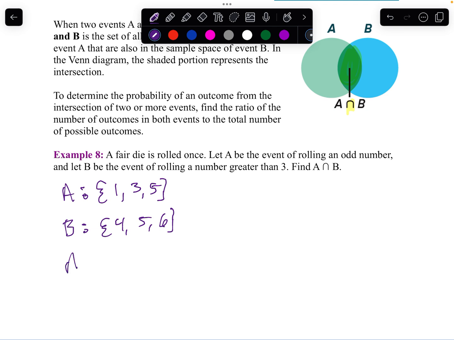Well, A and B is going to be where I have the parts that are in both sets. Notice 5 is in both sets. So I'll have a 5. That's your intersection, A and B.